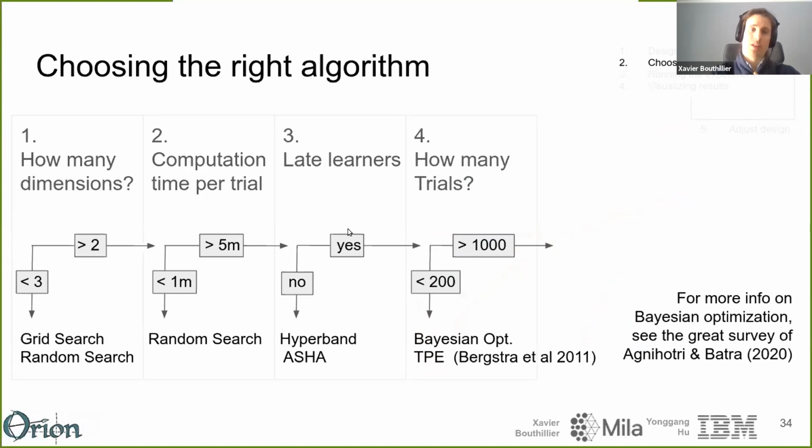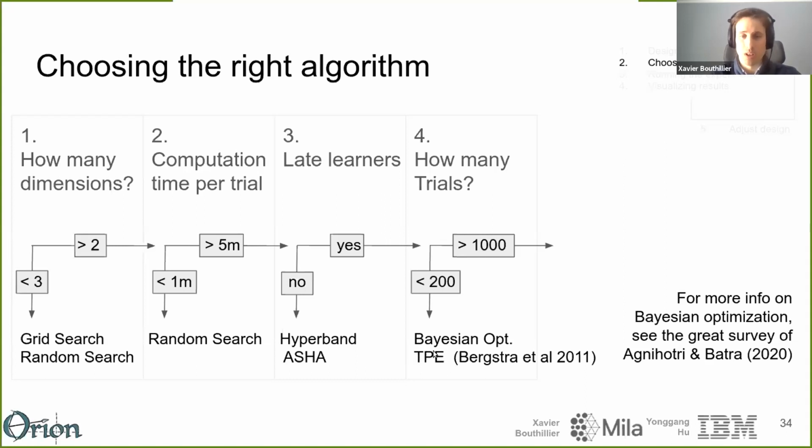Now, if you know you have late learners, you should avoid the hyperbanded ASHA. And based on how many trials you have, let's say you want to run less than 200, it is worth considering algorithms such as Bayesian optimization, TPE, which is a form of Bayesian optimization.